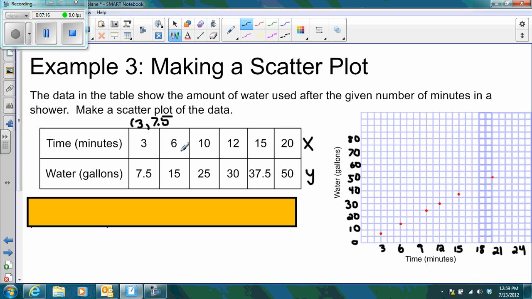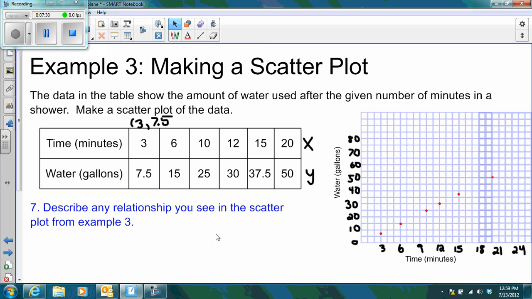And then the next one's going to be 6, 15. So 6 up to halfway between 10 and 20 is 15. And you can go ahead and plot your data. And that makes a scatter plot. So we can see trends in the data.